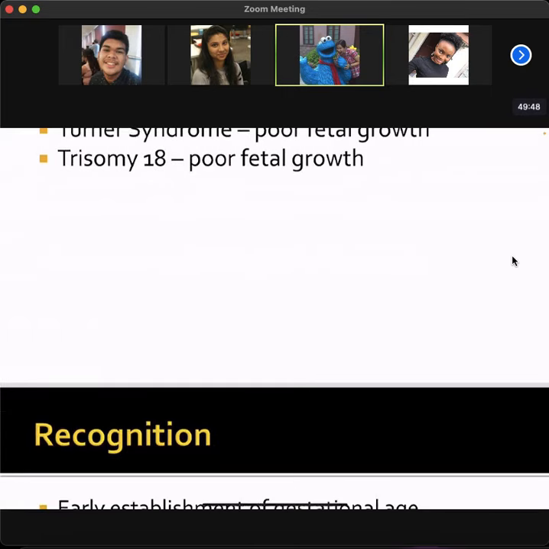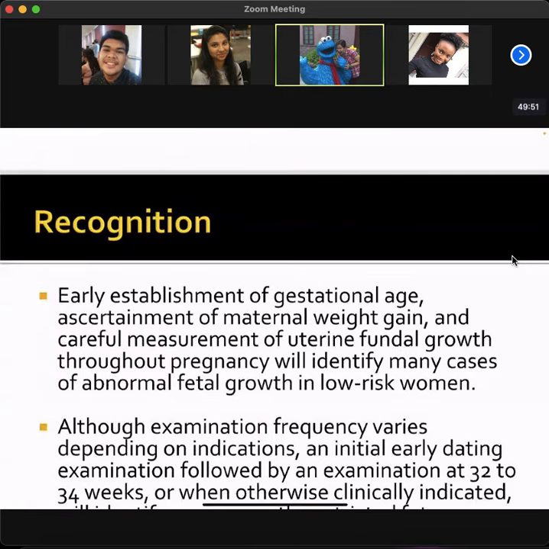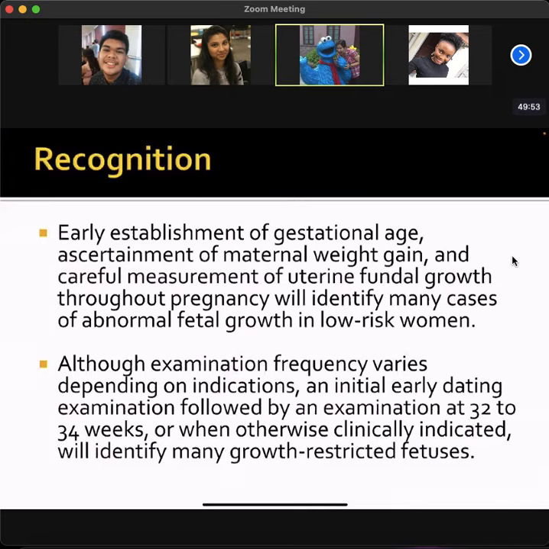So, those said, how will you recognize fetal growth restriction? Early establishment of gestational age, ascertainment of maternal weight gain, and careful measurement of the uterine fundal growth throughout the pregnancy will identify many cases of abnormal fetal growth in low-risk women. So for low-risk women, establishment of gestational age, determination of maternal weight gain, and the measurement of uterine fundal growth at every follow-up will suffice.